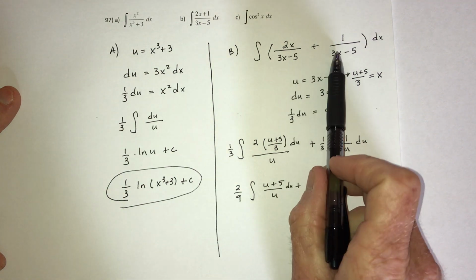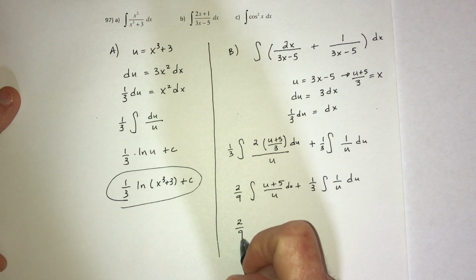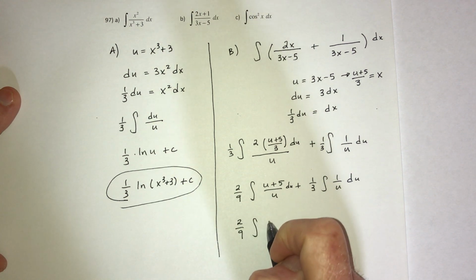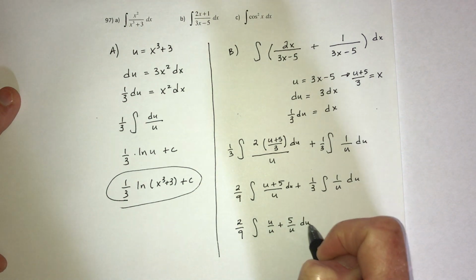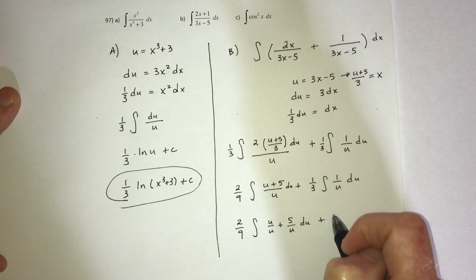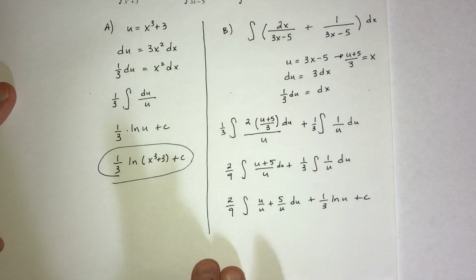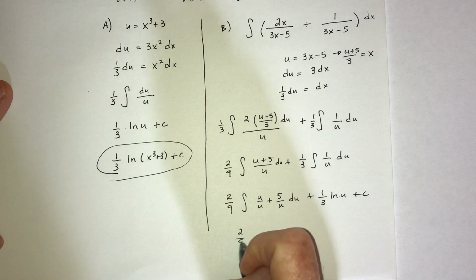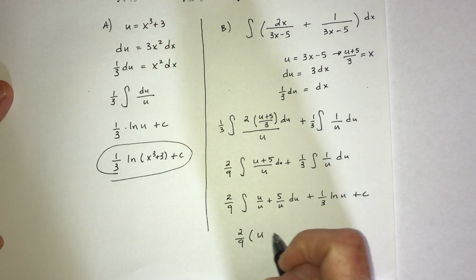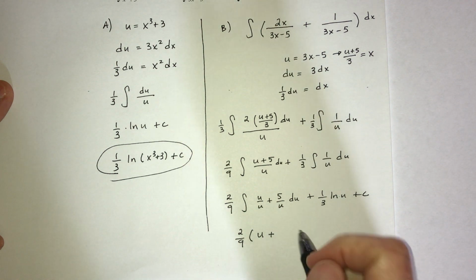And then just like I broke this one up into two fractions, I'm going to do the same thing here. So this one is going to be 2/9. And then you could rewrite this as u over u plus 5 over u. And then this guy over here is going to be the natural log of u plus c. And then we're almost done with it. So this is a 1, so the antiderivative for 1 will be u. So it's got the 2/9, and then the antiderivative will be u. And this one is like 1 over u, so the antiderivative is natural log.